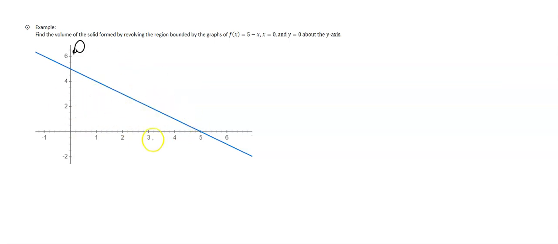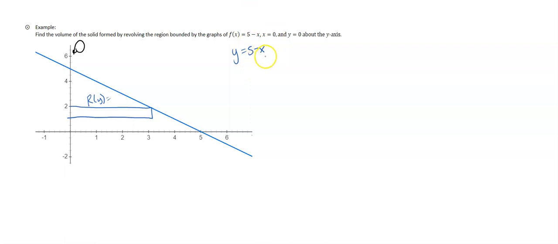And since we have a vertical axis, we're going to form horizontal rectangles. So the rectangles are going to go like this. And we're going to be looking at r of y, which is going to be that distance there. Now it happens to be solved for y right now: y equals 5 minus x. But I actually want to solve this for x and get r of y.